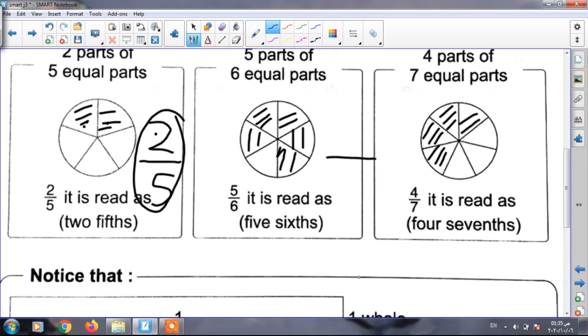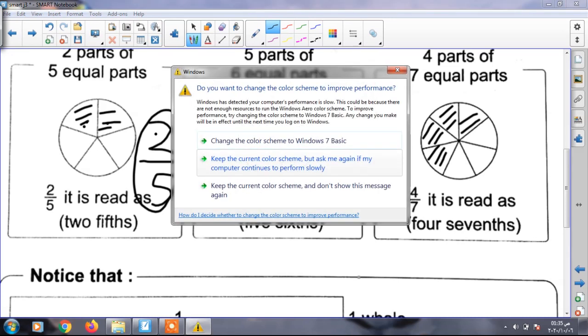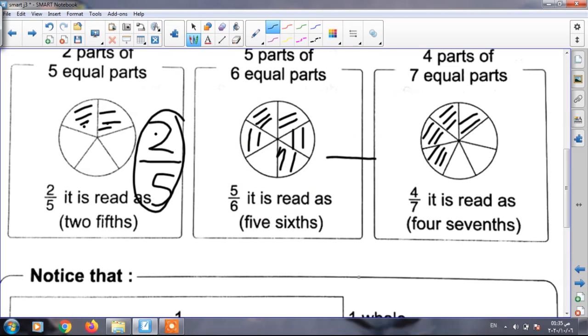So I will write up the number of colored parts. I have how many colored parts? 1, 2, 3, 4, 5. Will I write 5 up or down? Up, excellent, in the numerator. And here I want the number down. The number down is called denominator.